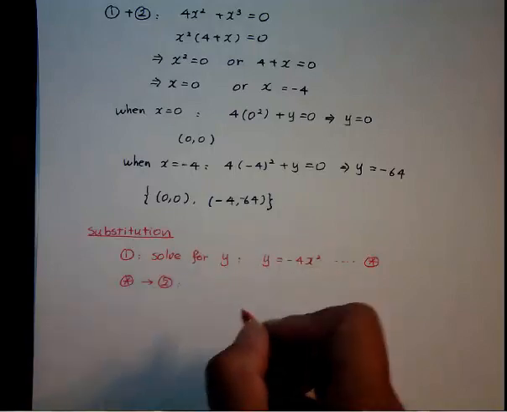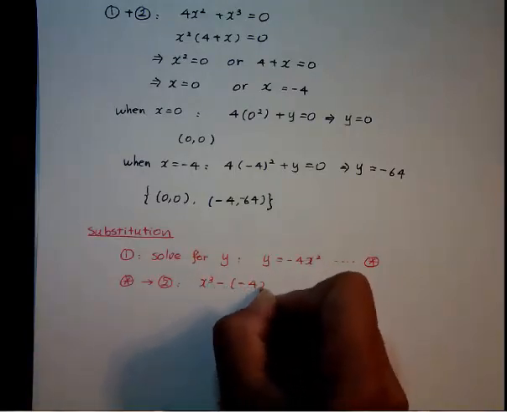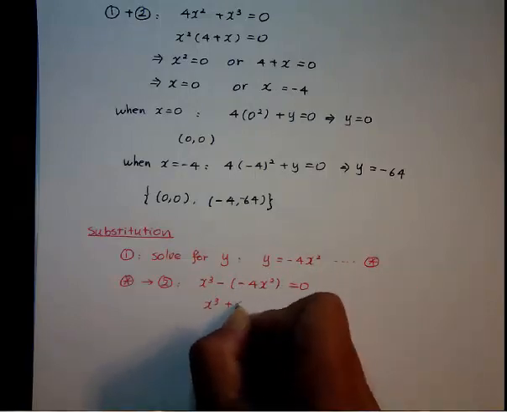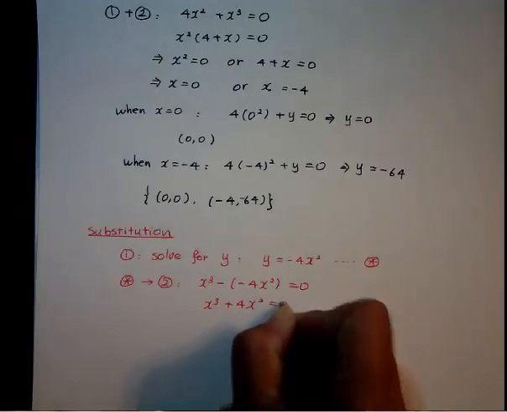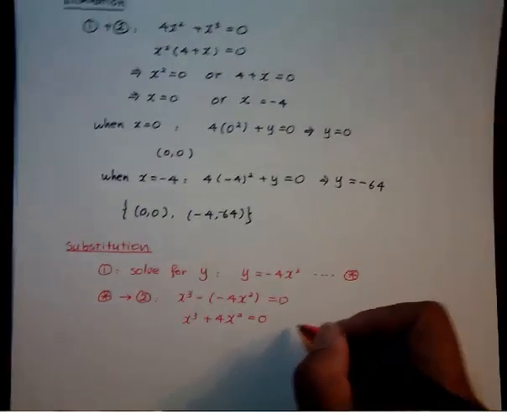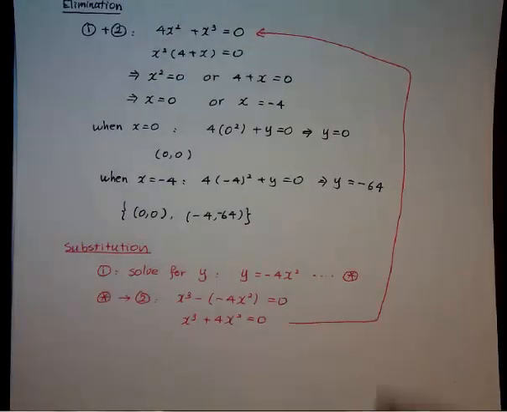So then I have x cubed minus y, which is -4x squared, equals 0. So I have x cubed plus 4x squared equals 0. See, we go back to which equation? We see that right here. Then you just go through this, and you can get the same answers. Alright, so those are very straightforward problems. Let's take a look at one more problem.